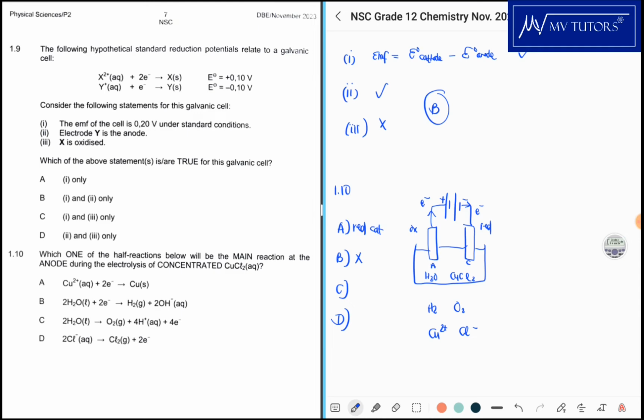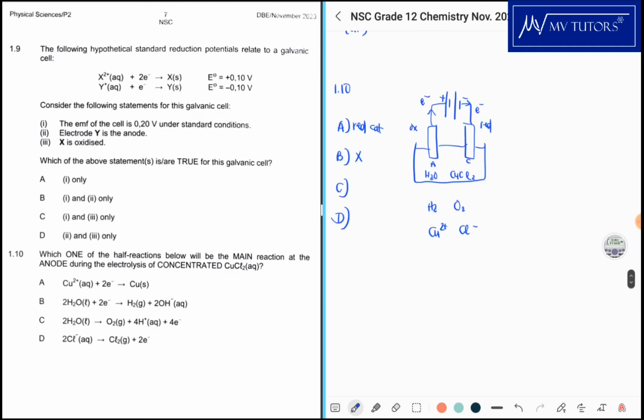It'll be a chlorine gas that will escape there, instead of your oxygen gas. So in this case, D would be the correct answer. So when you have these kinds of questions, you can get more than one reaction, but make sure you know which one is the main reaction. And in this case, which one between C and D is more likely to be oxidized? If you know D is more oxidized, then we're going to go with D in this case. And that sums up question 1.